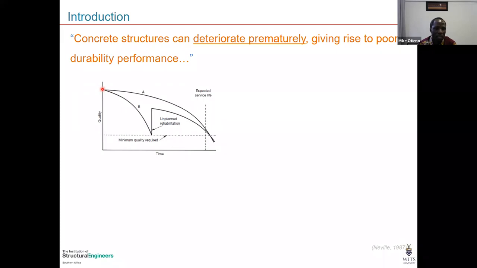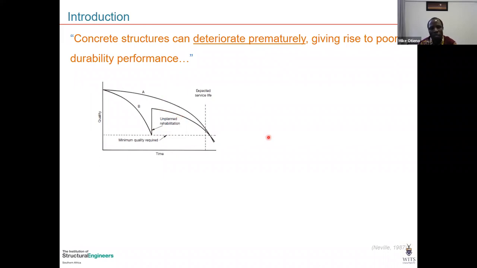But in reality, most of our structures are deteriorating prematurely, which means that these structures are following this curve B. So they are deteriorating faster than we would expect. There are many reasons for that, which we will talk about. This is what this talk is about. At some point, we have to carry out either a maintenance or repair action, and this is what we are trying to avoid because this is expensive. We want to try as much as possible to ensure that our structures follow this curve. And even if we're not following this curve, our deterioration can be to some extent controlled.